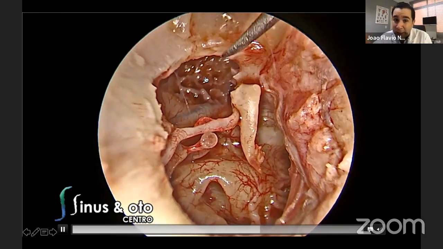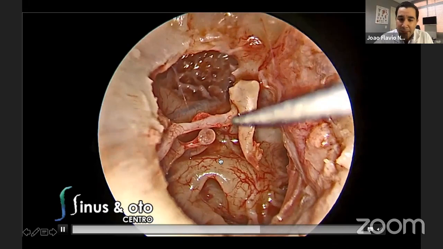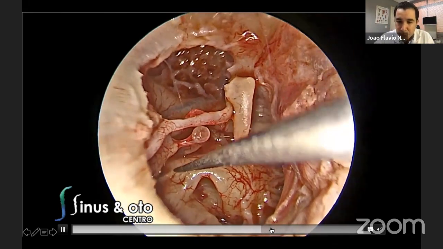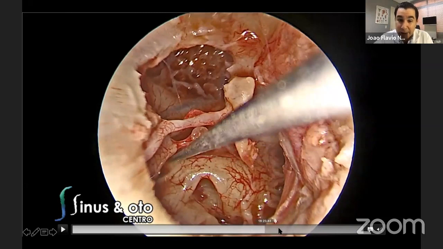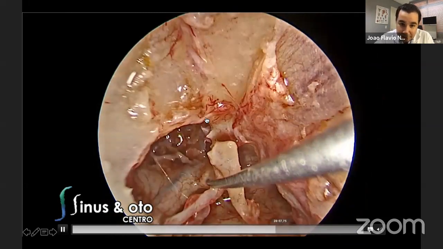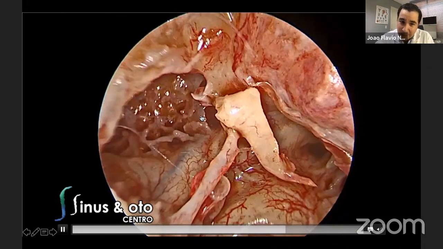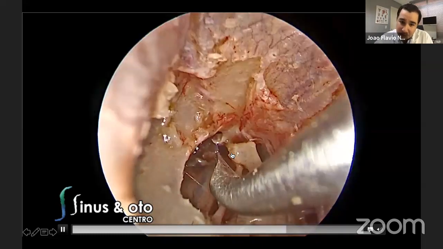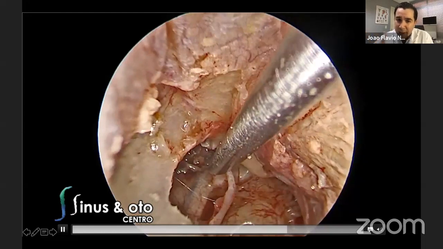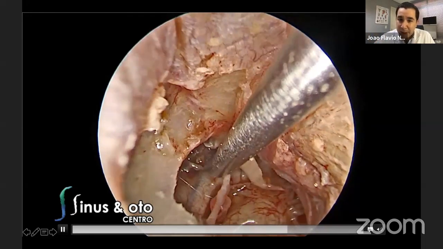Sometimes you can see a dehiscent tegmen, and then you can go inside with an angled endoscope to see more of the region. See, this is the cog. The cog in this case, I think, is dividing the supratubal recess from the anterior tympanic space. It's not dividing the anterior from the posterior tympanic space. Sometimes this can happen. The cog can divide the supratubal recess from the anterior tympanic space.